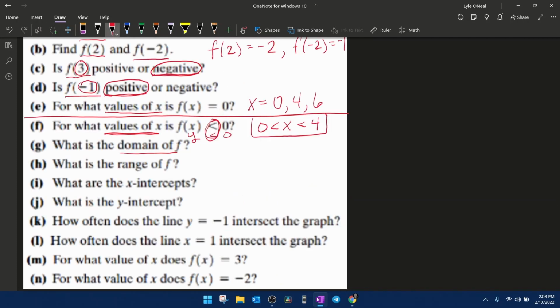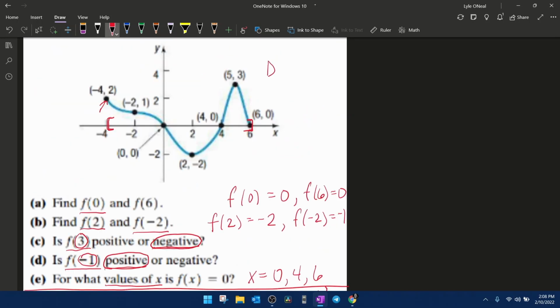If I want to write that with inequalities, that would be -4 less than or equal to x. Again, if you read this backwards, this would say x is greater than or equal to -4, but x has to be less than or equal to 6. So that would be your domain written as an inequality. The other way that you could express the domain of this graph with interval notation would be everything from -4 to 6. The brackets indicate that the -4 and 6 are included in the domain.